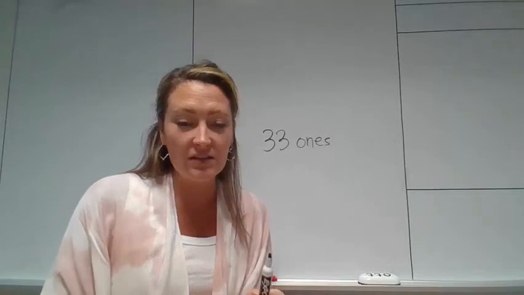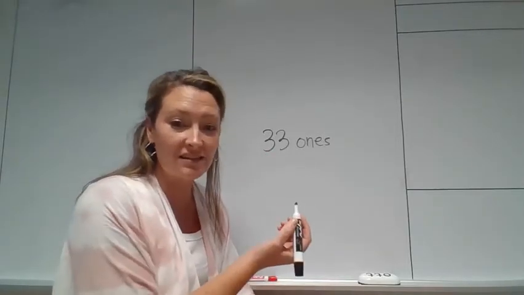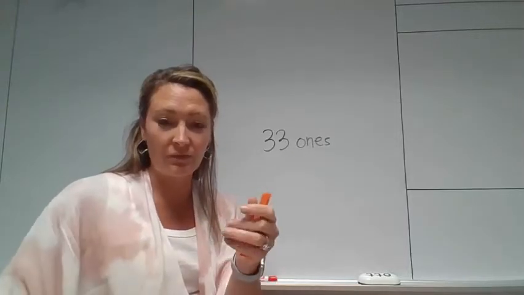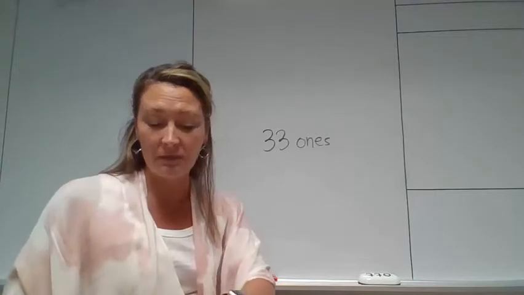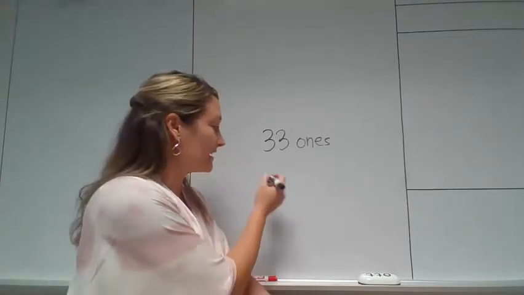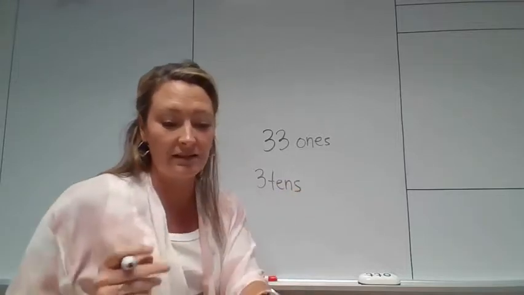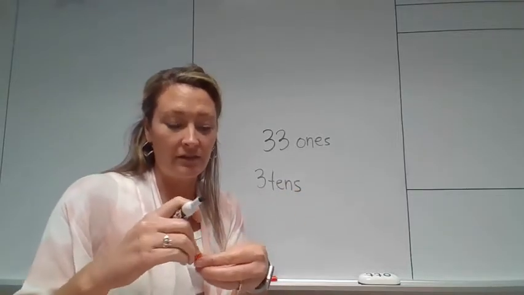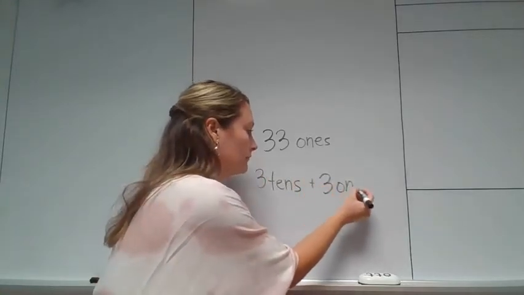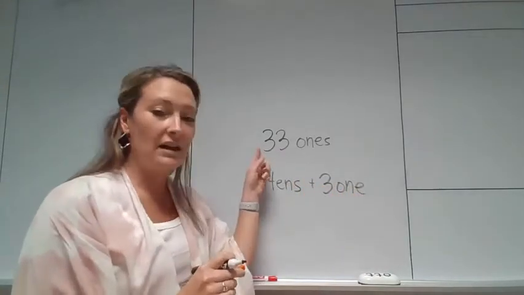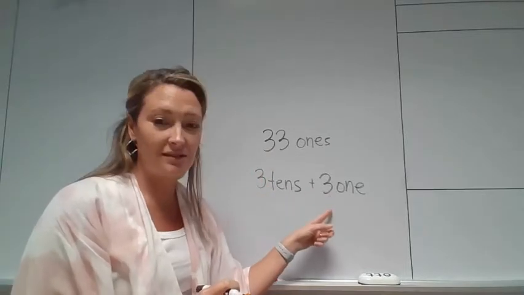So what I can do also is I can think of this 33 ones as actually 3 tens. 1, 2, 3, because each of these is 1, 2, 3, 4, 5, 6, 7, 8, 9, 10, 10, 20, 30. So I can think of 33 ones as 3 tens, but then I still will have my 3 ones. So 33 ones is equal to 3 tens plus 3 ones.